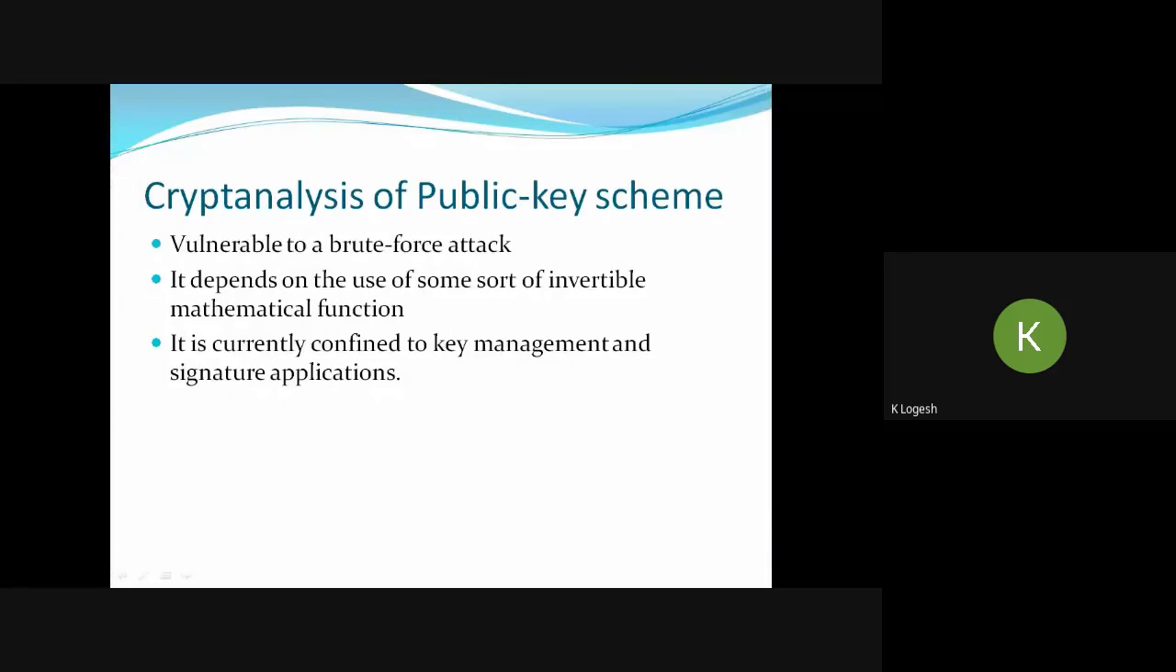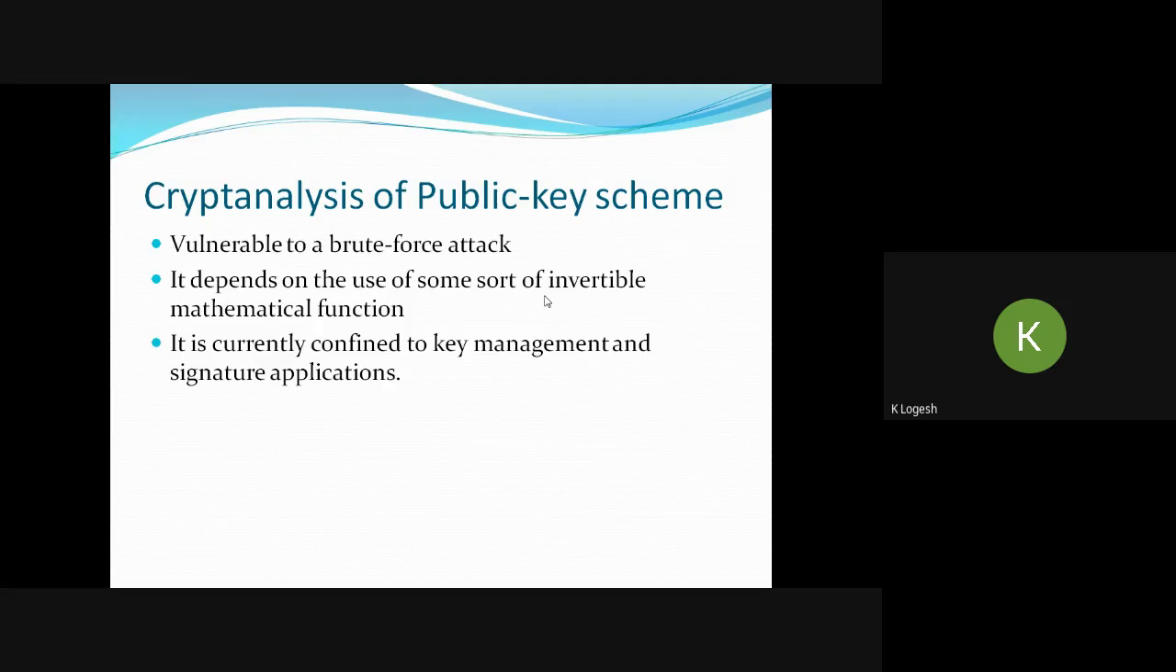So this is cryptanalysis. There are 4 points about it. The public key scheme is vulnerable to a brute force attack. Already I told about the brute force attack. This public key scheme depends on the use of some sort of invertible mathematical function. Mathematical functions are involved in this public key scheme.